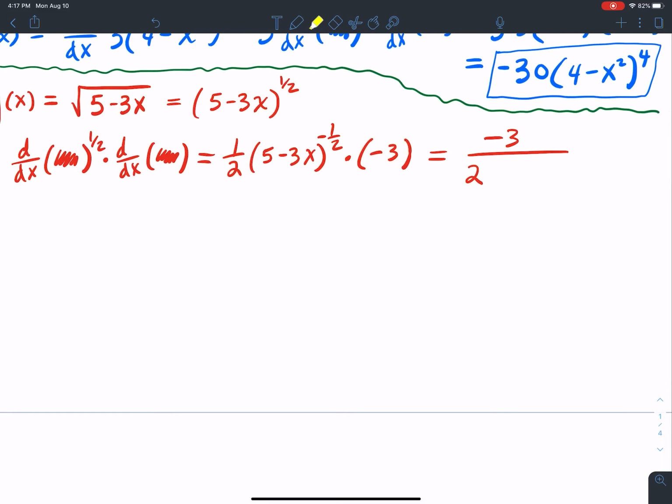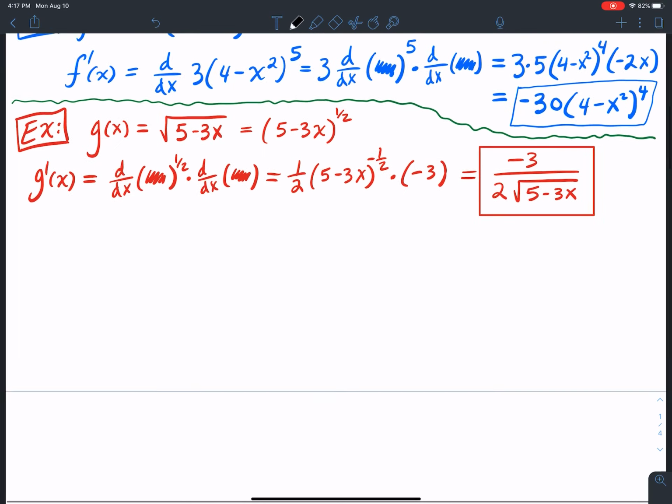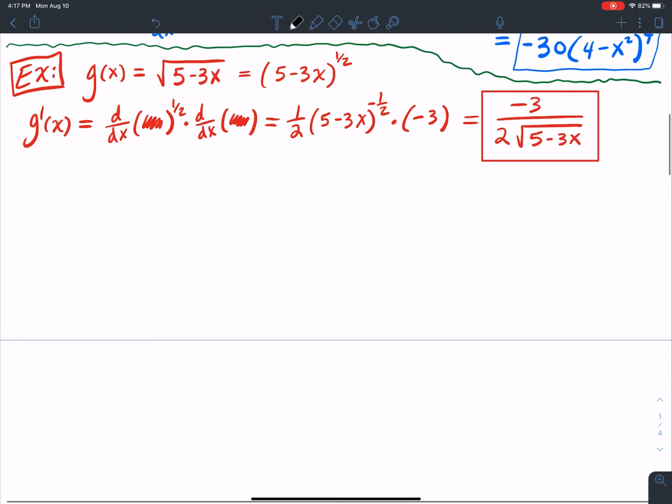And if I have a negative exponent, what does that mean? That means I do 1 over to get the positive exponent. But raising something to the 1/2 is like doing the square root. So I'm going to put the square root in the denominator there. And that's my answer. Okay? So you need a chain rule whenever you're doing square roots like this.